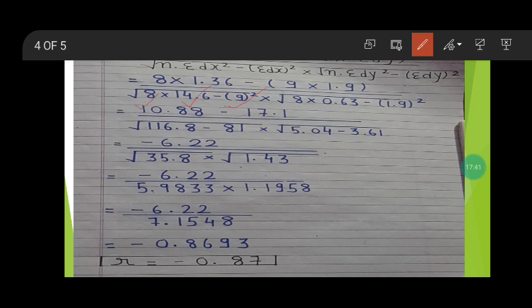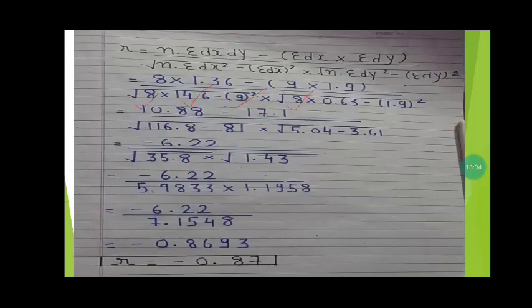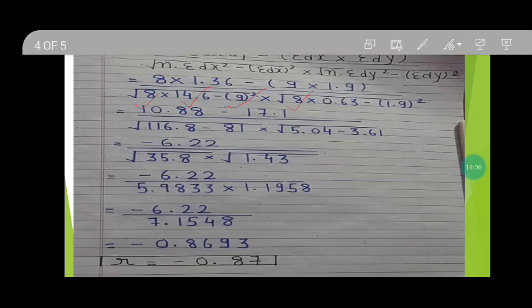Then into under root summation n into summation dy square minus summation dy whole square. Again we have to see the values from the preparation chart. So we have seen that the value of n is 8 in the preparation chart. Then we have to see the value of summation dy square in the preparation chart. So we have got to know it's 0.63. So we will write 0.63 over here.